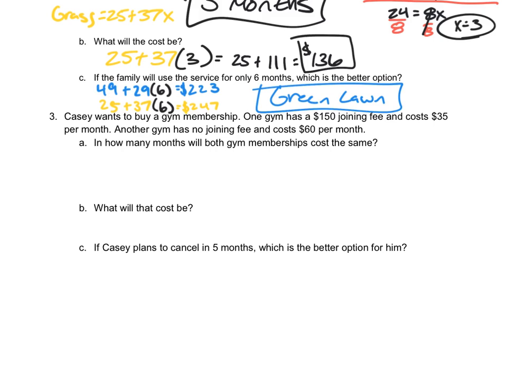Casey wants to buy a gym membership. One gym membership is $150. So we're gonna write it as we go. So for gym number 1, okay, it's gonna be $150 plus 35x, and I got that from right here. So one gym is $150 and then 35 per month. Gym number 2 is going to have no joining fee and $60 per month. Okay, so as you look at number 2, it is just 60x because it's just that 60 per month.